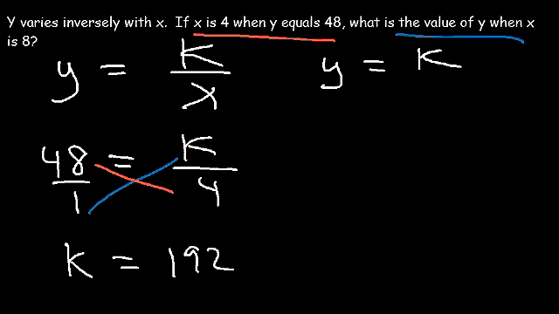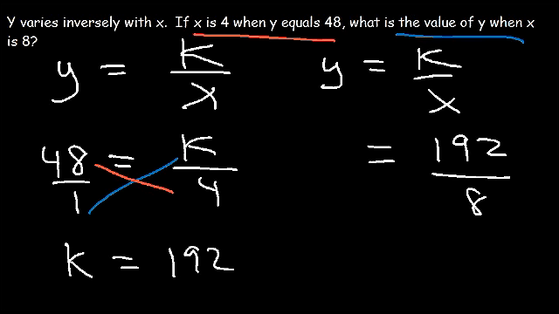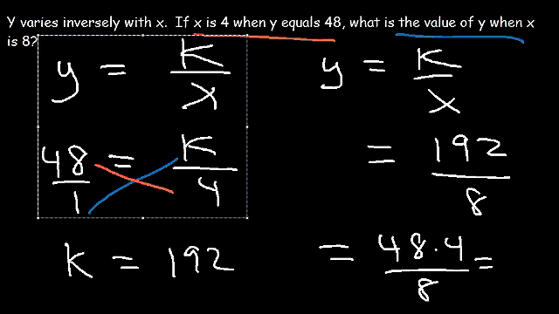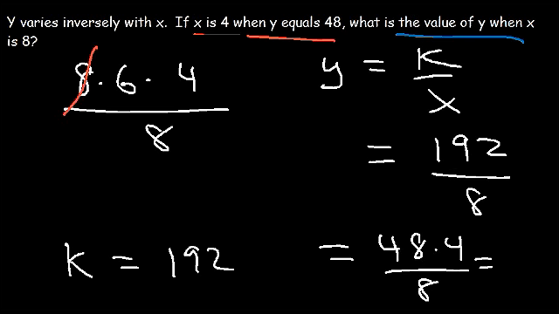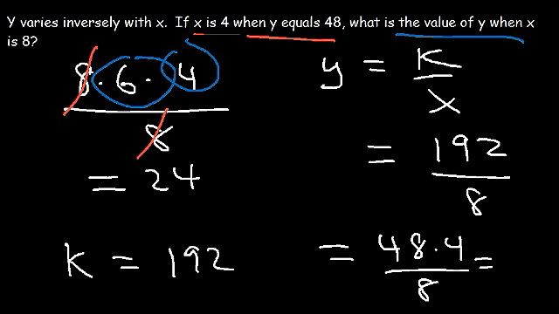So starting with the equation, let's replace k with 192 and x with 8. So what's 192 divided by 8? Well, we know that 192 is 48 times 4. And 48, let's make some space. 48 is 8 times 6, and we still have the 4 on top. So notice that we can cancel an 8. So 6 times 4 is 24. So therefore, 192 divided by 8 is 24.